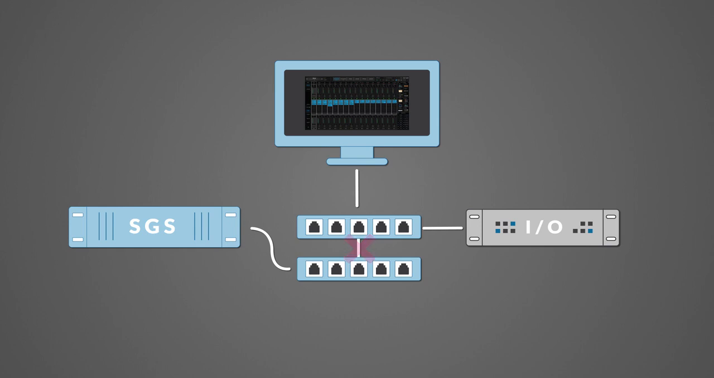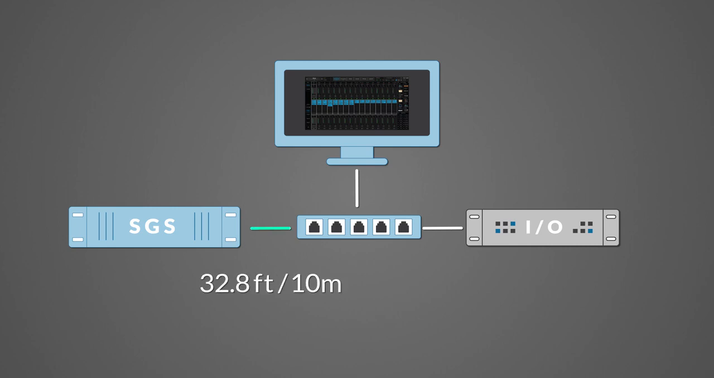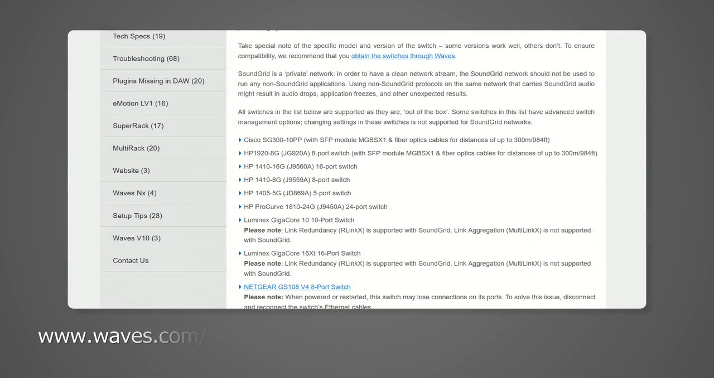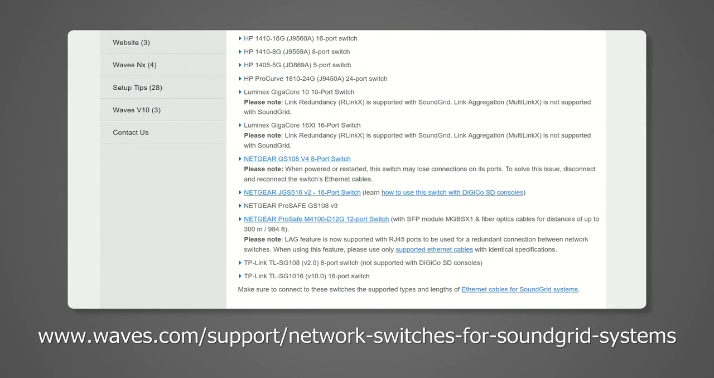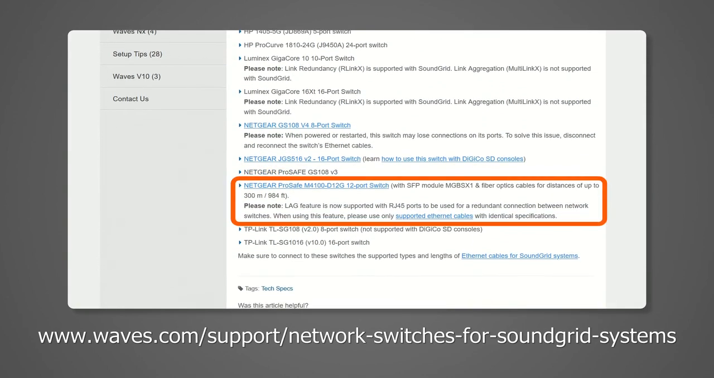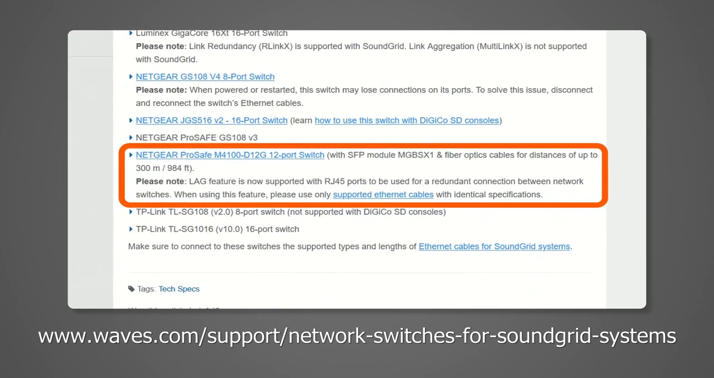The maximum distance we support for a network cable between your main switch and the SoundGrid DSP server is 32.8 feet, or 10 meters. If you have cable runs that exceed these suggested distances, frames may not arrive on time and will potentially result in dropouts. For distances longer than the above, you can use an alternative to the standard 1 gigabit network switch. View this web page to see switch configurations that can extend your distance up to 984 feet or 300 meters.